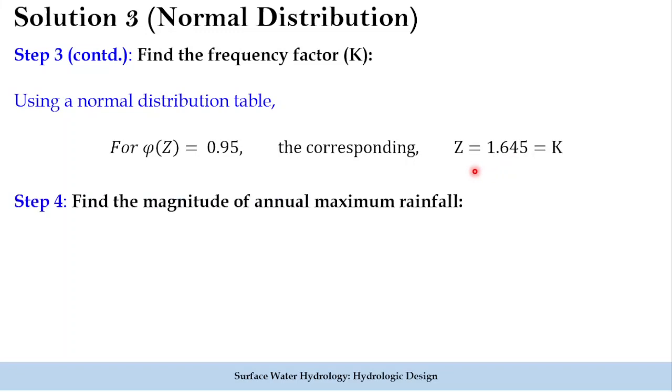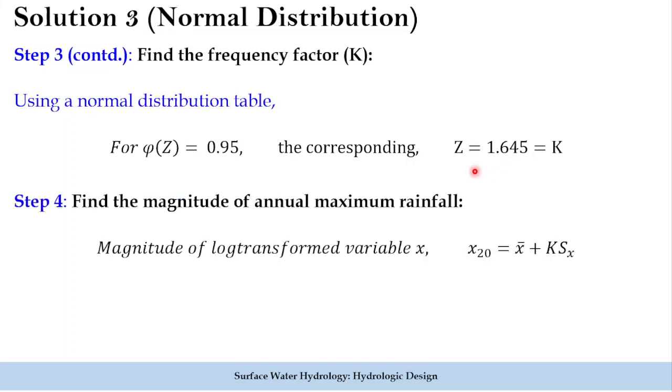So in step 4, we can find out the magnitude of the annual maximum rainfall for the variable x. So here x20 is x bar plus K s x. We know x bar is 101 mm, which is already given in the problem. K, we have just obtained, is 1.645, and the standard deviation of x, which is also provided in the problem, is 60. Substituting all these values in this equation, we obtained x20, the variable x, as 200 mm, which is the magnitude of the annual maximum rainfall that we were supposed to find out. I hope you were able to follow this problem and all the 4 steps to solve problems on normal distribution.